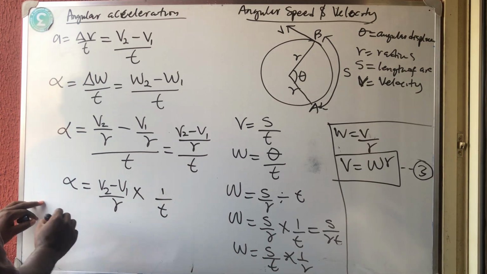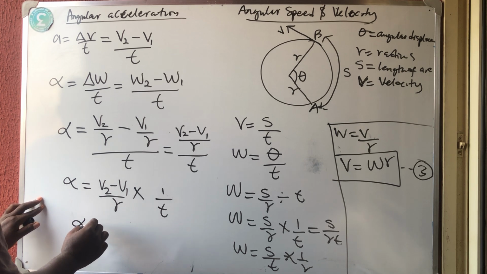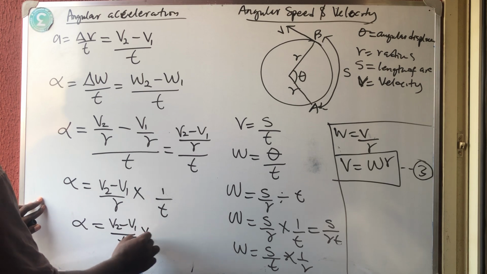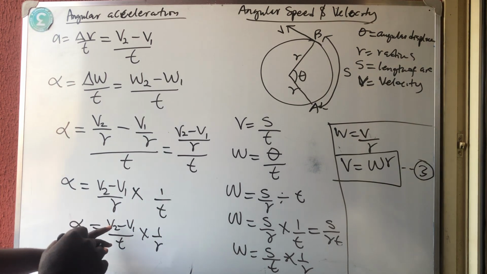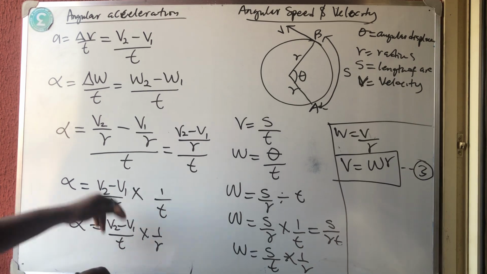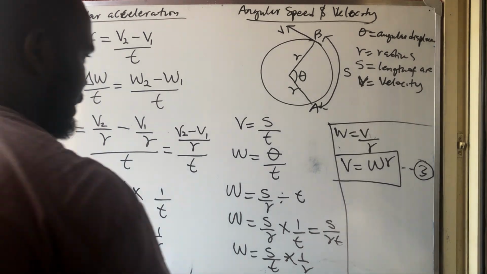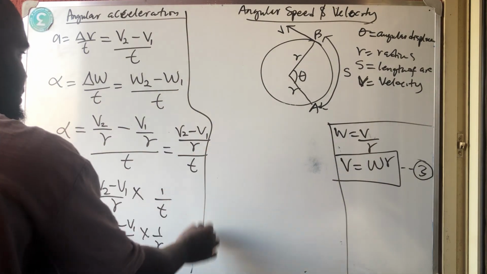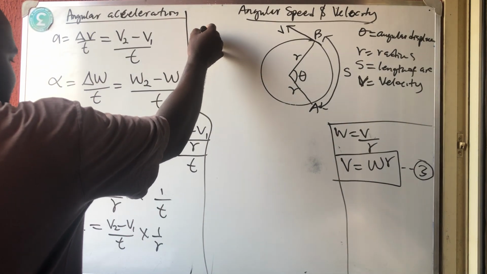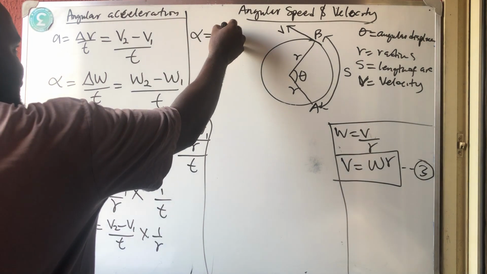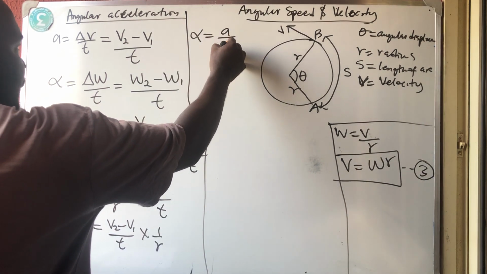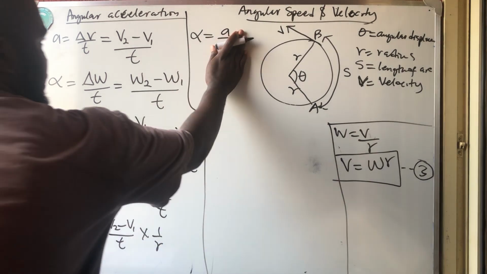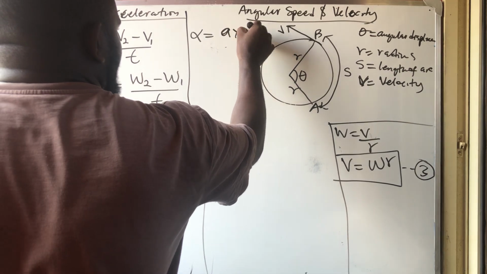So they can change position so that I have that angular acceleration is equal to what? v2 minus v1 all over time times 1 over r. But I know that v2 minus v1 over time means linear acceleration. So therefore, let me complete it here. My angular acceleration is equal to what? Linear acceleration over what? Over r. Because this one means linear acceleration. Linear acceleration times 1 over r.